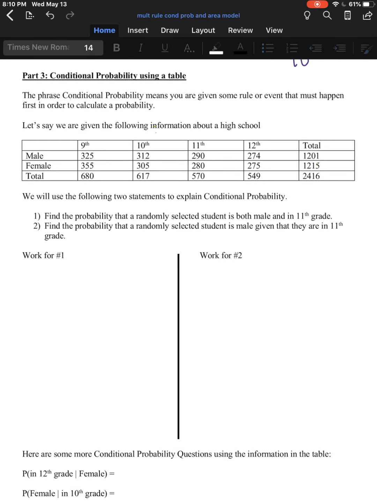Conditional probability using a table. All of your information should always come from the table whenever you're given one. So let's see what everything is.